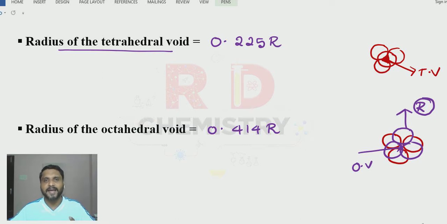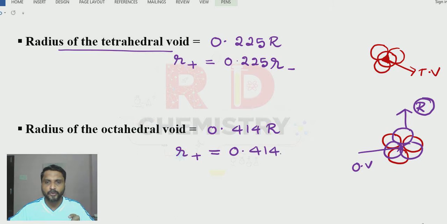Now, generally, cations being smaller in size can be trapped in these voids surrounding the anions. Correct? Therefore, I can write the radius of the cation trapped in the tetrahedral void is equal to 0.225 into the radius of the anion. Clear? Similarly here also, the radius of the cation which is trapped in the octahedral void is equal to 0.414 into the radius of the anion. Okay, so whatever is given here is for the ionic compound. The first formula, 0.225 into R, is for the metallic crystals, okay. Clear?